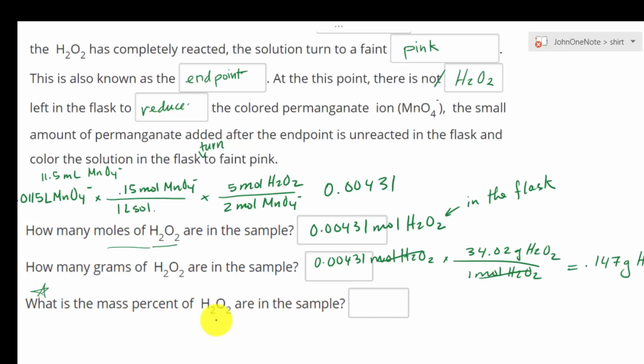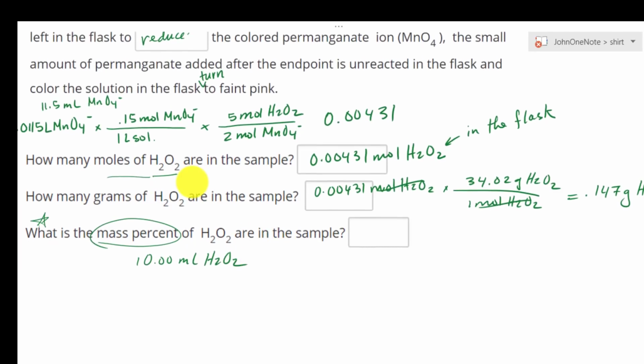And here's the most challenging question of all: what is the mass percent of H2O2 in the sample? Well, why is this problem so difficult? That's because we are given 10.00 milliliters of H2O2 solution. How is that related to mass? We really don't know, but we can make an assumption that this has a lot of water in it, because 3% of the entire solution is hydrogen peroxide. And what is the density of water? It is 1 gram per milliliter. So we can assume that the solution has a density of 1 gram per milliliter.